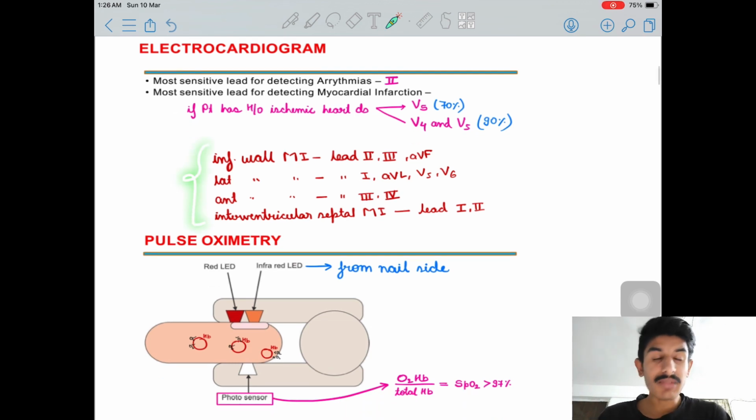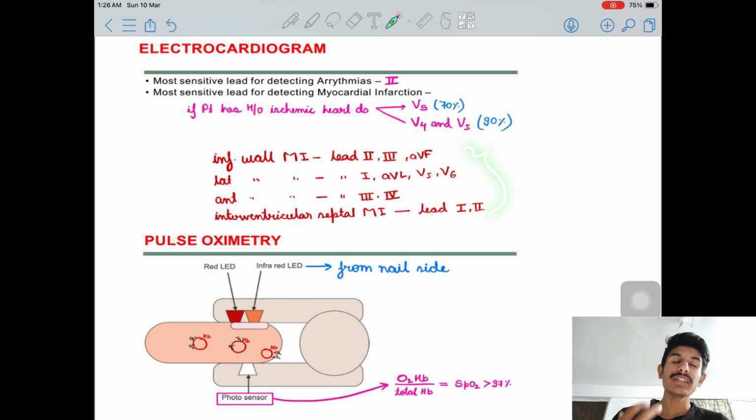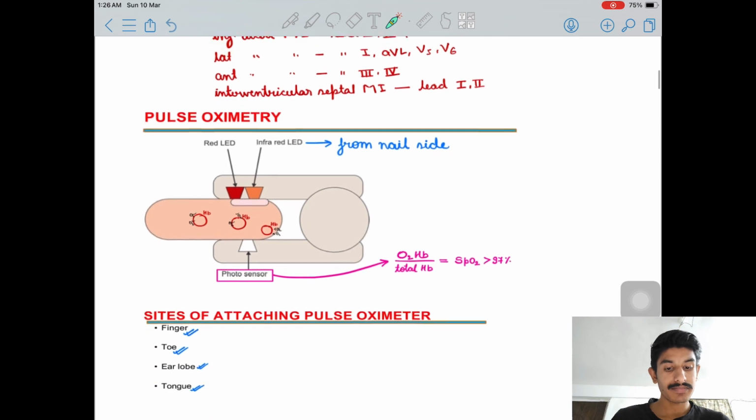So this part I explained in my ECG video, but still there are inferior wall myocardial infarction, lateral wall, anterior wall and intraventricular septal MI. So these are the leads which we check during the anterior wall MI or lateral MI.